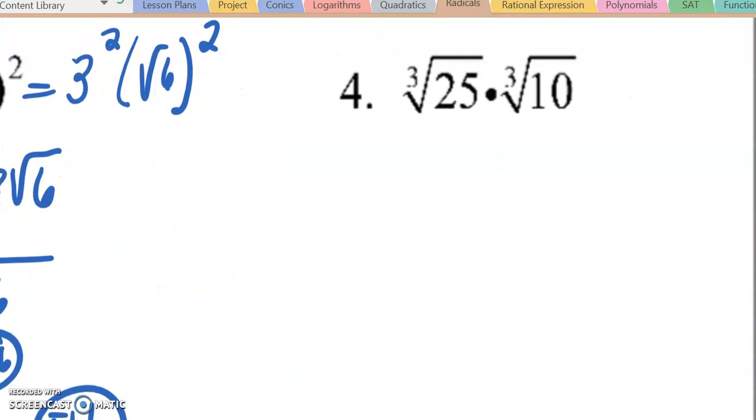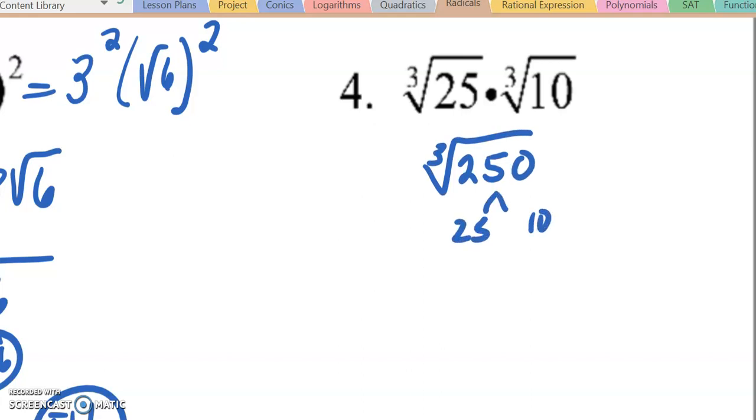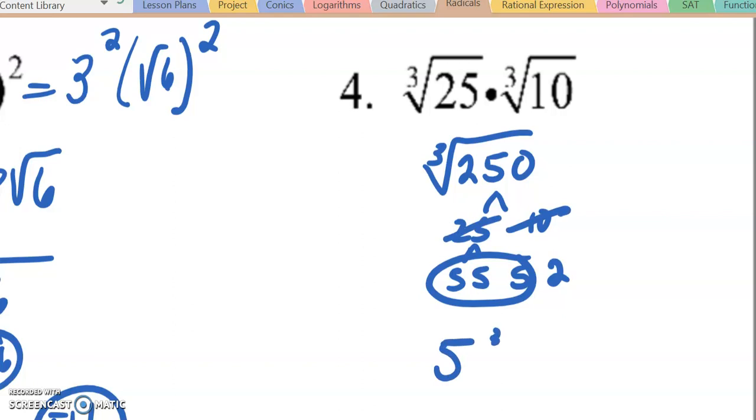You have to have the same indexes, and then you would get cube root of 250. And at that point, you can do 25 and 10, 5, 5, 5, and 2. That's going to be my triplets. And then 5 on the outside, cube root of 2 would stay on the inside.